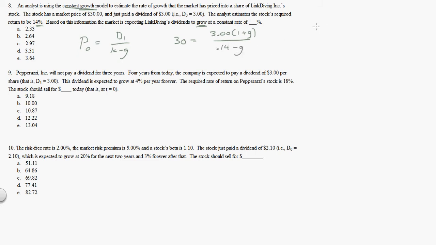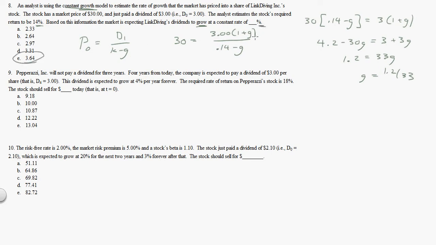So doing the math here to solve for G, I have 30 times 0.14 minus G is equal to 3 times 1 plus G. So 4.2 minus 30G is equal to 3 plus 3G. So subtracting the 3, 1.2 is equal to 33G. G is equal to 1.2 over 33, which is 3.64 percent after a little rounding.